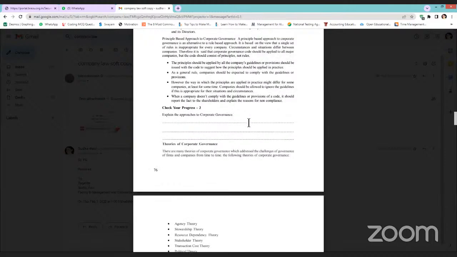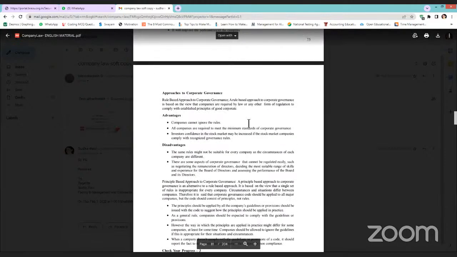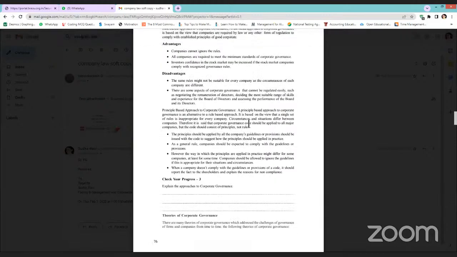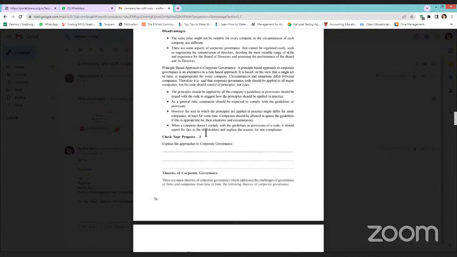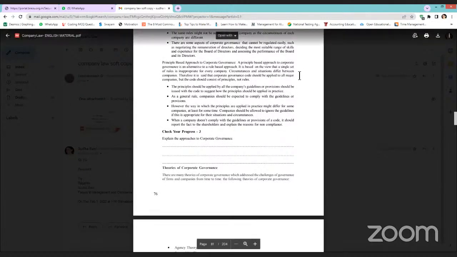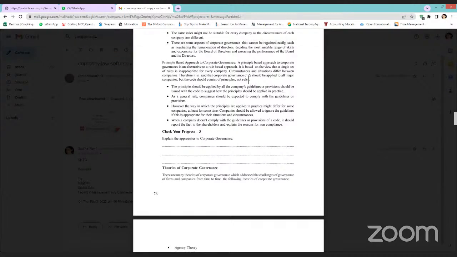Okay, so there are two approaches. One is the rule-based approach and the other is the principle-based approach. The rule-based approach tells all the rules on how to proceed, and it has certain advantages and drawbacks. The principle-based approach says a single set of rules is not sufficient; there are certain principles a company has to work out.